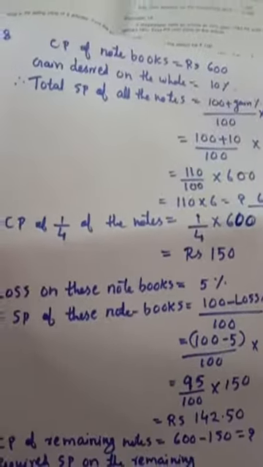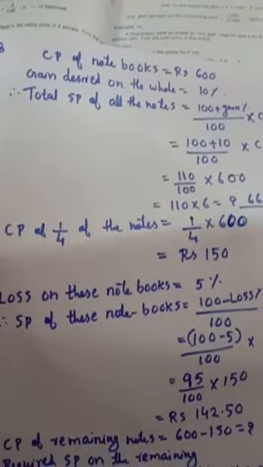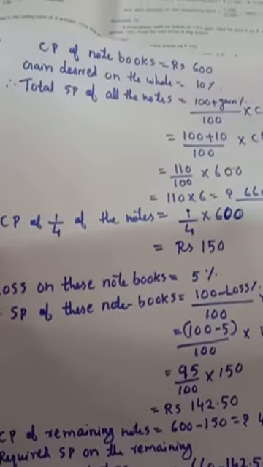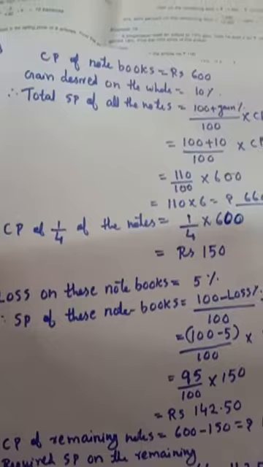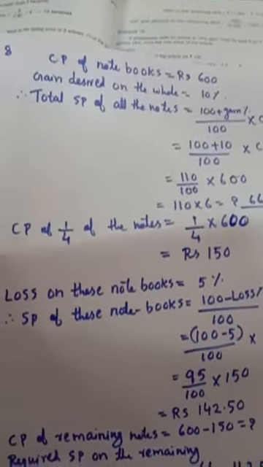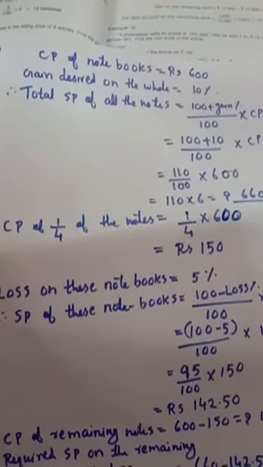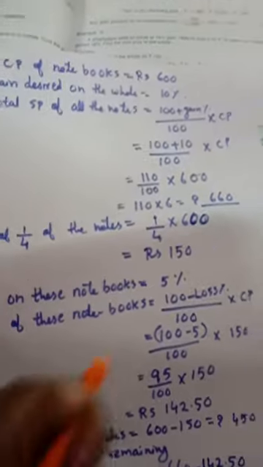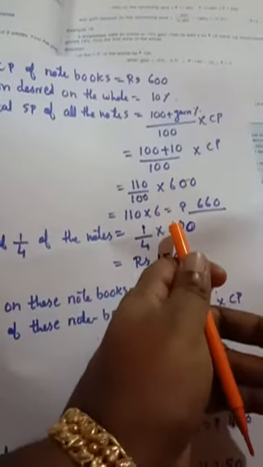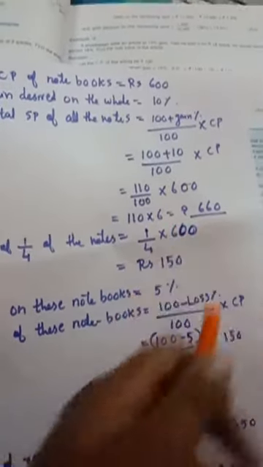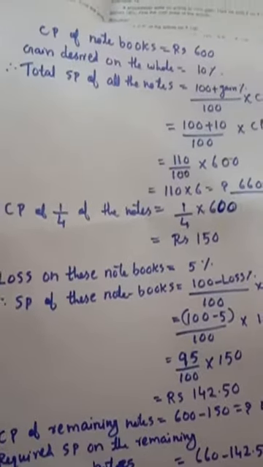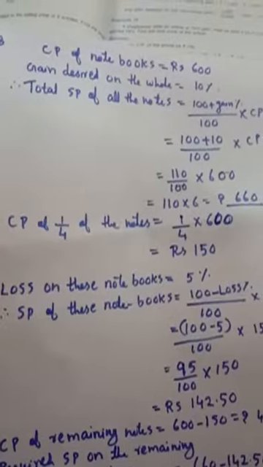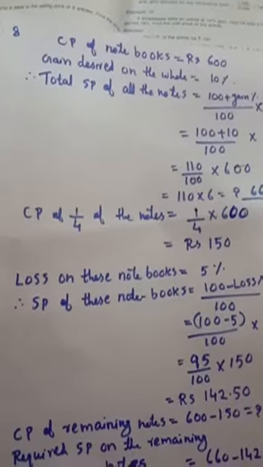CP of 1/4 of the notes is equal to 1/4 into 600. CP of the whole notebook is 600, and he sold only 1/4 of it, so 1/4 into 600. 4 ones are 4, 5 fours are 20, so 150. 150 is the answer. That is the CP of 1/4 of the notes.